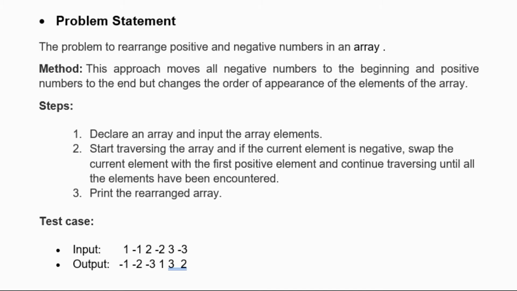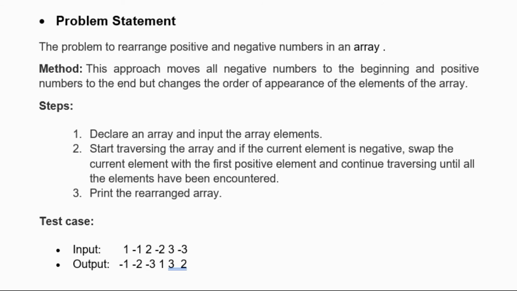Just see the test case. What it says: the input you are giving is 1, minus 1, 2, minus 2, 3, minus 3. Simple. The output says minus 1, minus 2, minus 3, 1, 3, 2. You might have other questions, like minus 3 should come earlier, but what we are trying to do here is just write the output. It doesn't matter with the chronology of the output.